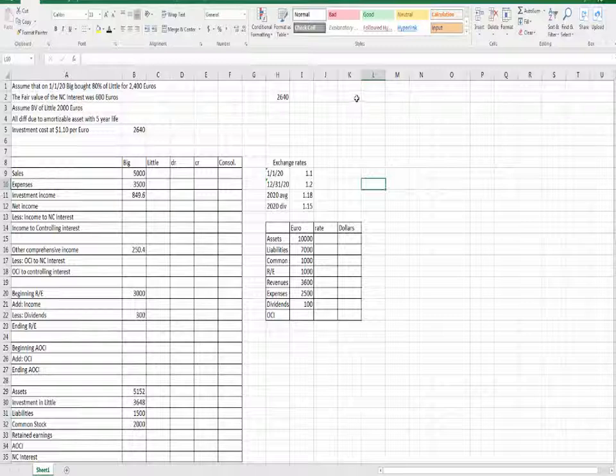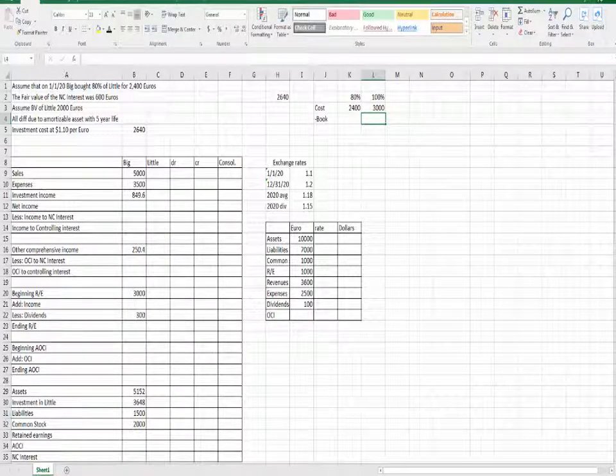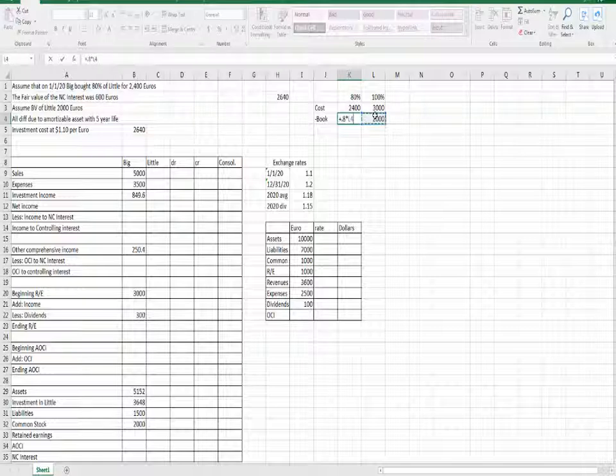Okay, so the first order of business, I suppose, is we need to go ahead and compute the differential. So as always, we're going to have our 80% and the 100%. The cost, 2,400 euros, is the total value. Our share is worth 2,400 euros, the non-controlling interest is worth 600 euros, total of 3,000 euros. Subtract out the book value. Total book value is 2,000 euros. Our share of that is 80%.